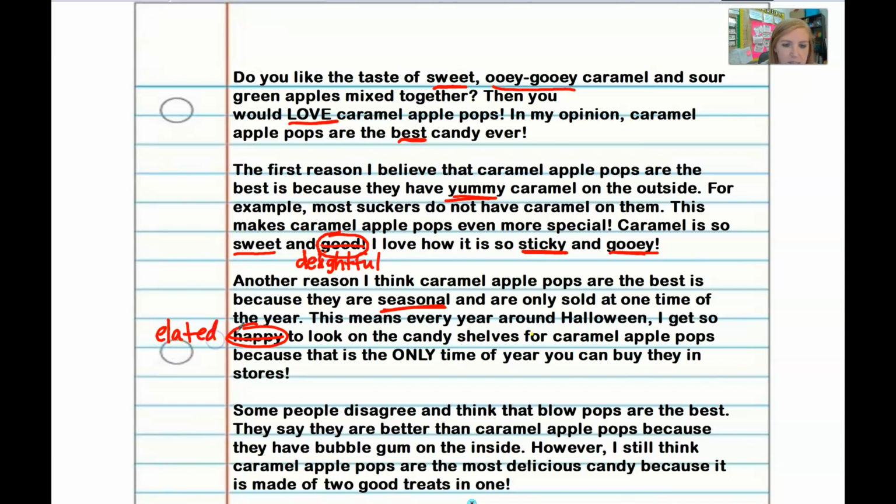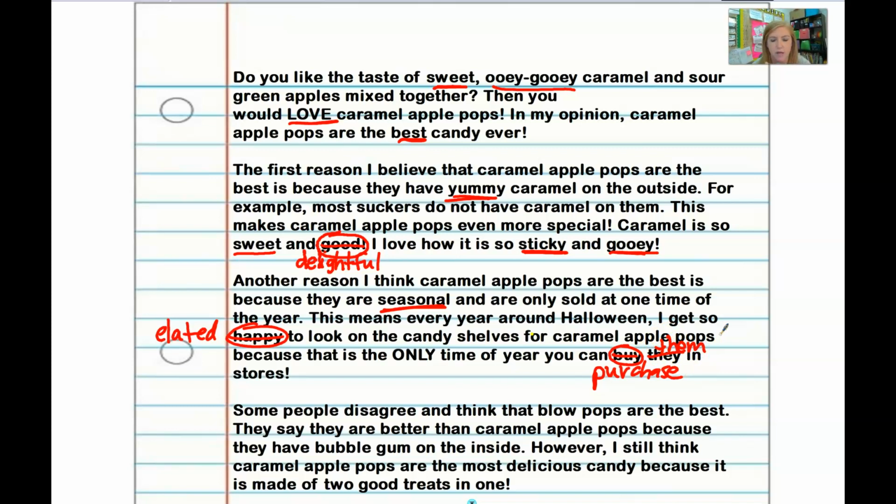let's see if that makes sense. This means every year on Halloween, I get so elated to look on the candy shelves for caramel apple pops because that is the only time of year you can buy them in stores. Ooh, and I think I'm going to change this word to purchase. That would be a little bit stronger of a word. Purchase. Oh, the only time of year you can purchase them. And look, there's a mistake that I just noticed.